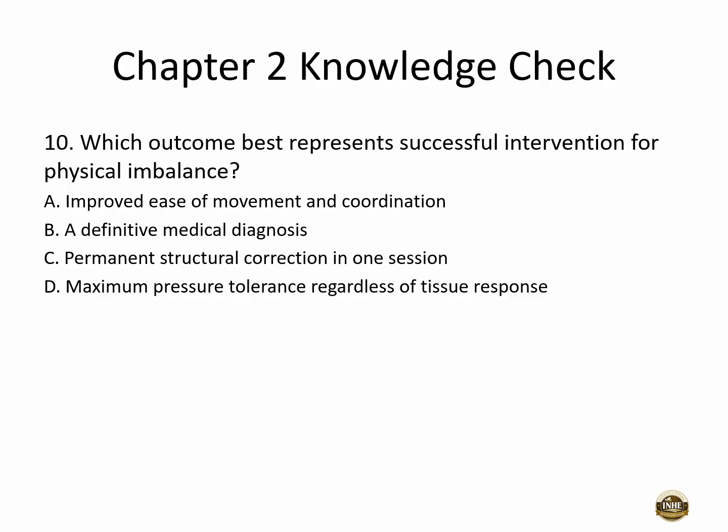Question number 10. Which outcome best represents successful intervention for physical imbalance? A. Improved ease of movement and coordination. B. A definitive medical diagnosis. C. Permanent structural correction in one session. D. Maximum pressure tolerance regardless of tissue response. Take a moment to reflect on your answer. The correct answer is A. Improved ease of movement and coordination.